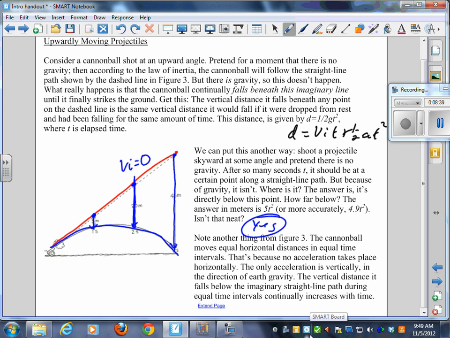Note another thing from Figure 3. The cannonball moves equal horizontal distances in equal time. This distance from there to there is the same as that distance from there to there, and is the same as that distance from there to there. It moves horizontally the same distance in 1 second. That's because no acceleration takes place horizontally. The only acceleration is vertically in the direction of Earth gravity. The vertical distance it falls below the imaginary straight line path during equal time intervals continually increases with time.